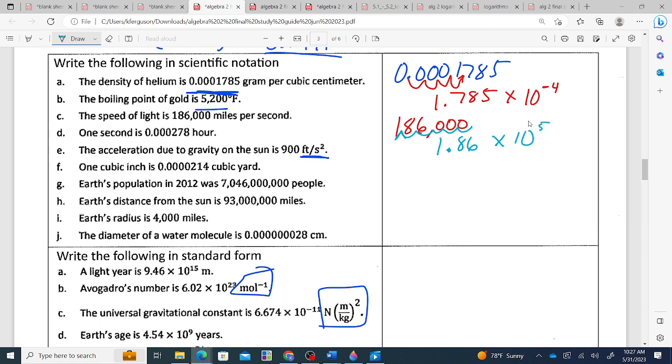How many moves did I make? 5. So that's 10 to the fifth. Now, if my number starts off bigger than 1, then my exponent is going to be positive. If my number starts off smaller than 1, then my exponent is going to be negative. So the point or 0 point is the clue that I'm going to have a negative exponent when I do scientific notation. And the comma tells me I'm going to have a positive exponent.